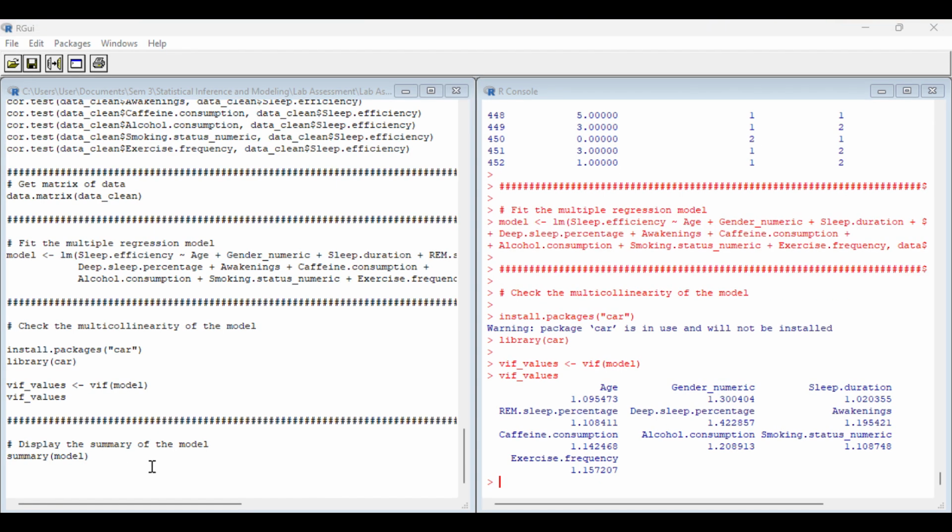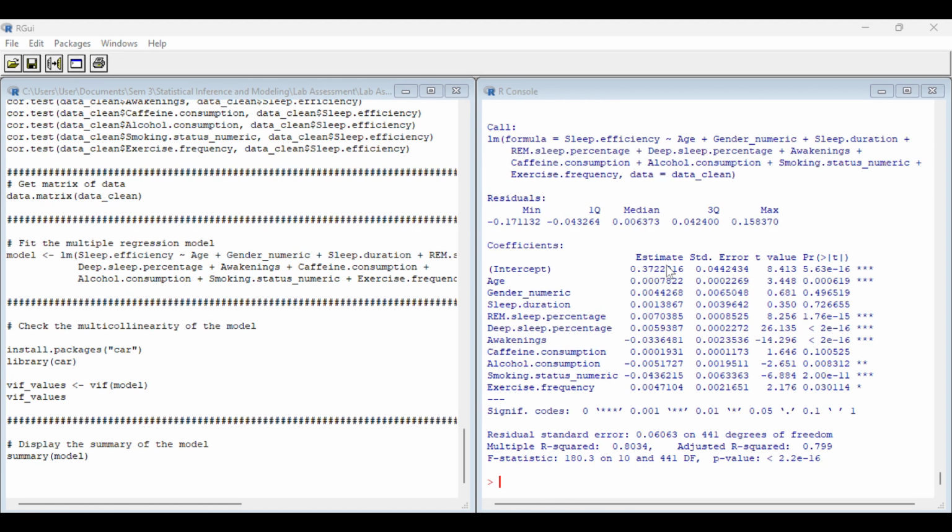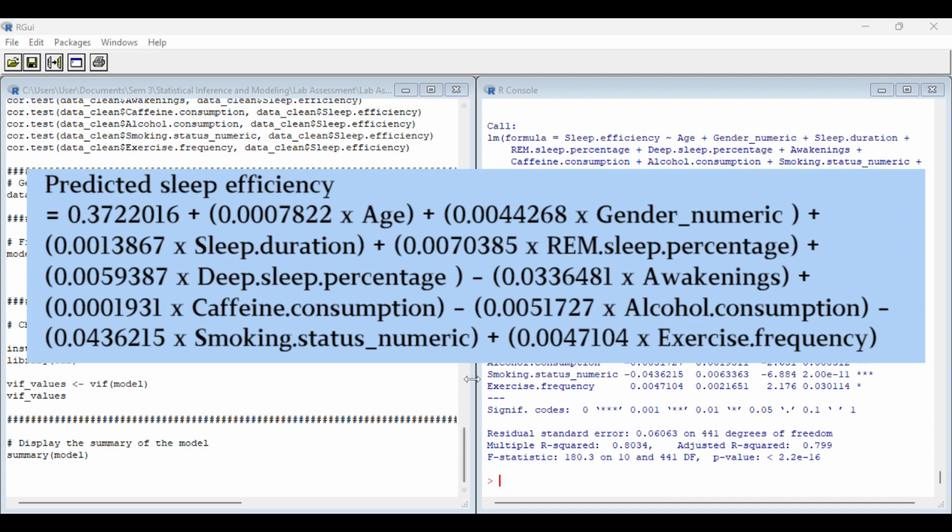After that, I use the summary function to obtain the output of the model. As we can see from the result, the R-squared value of 0.8034 indicates that the model explains about 80.34% of the variation in sleep efficiency, showing a good fit with the data. Besides that, each estimated coefficient represents how much the sleep efficiency is expected to change with a 1 unit increase in the corresponding predictor, while keeping all other variables constant. And the equation to predict the sleep efficiency is as follows.